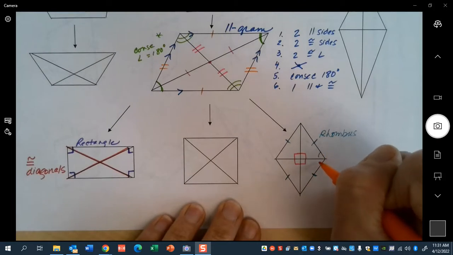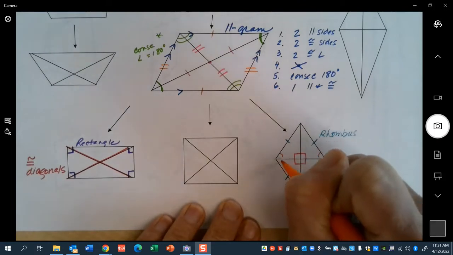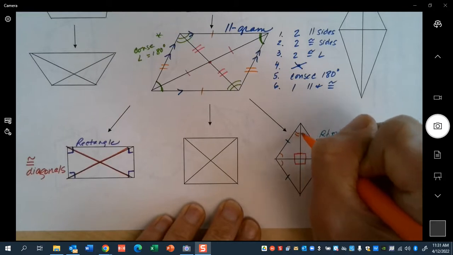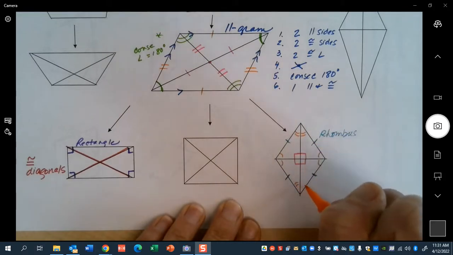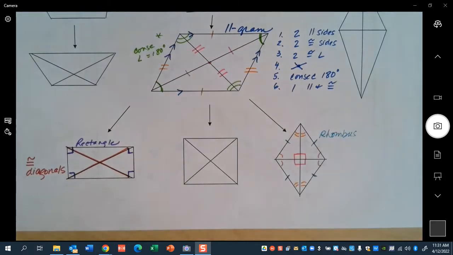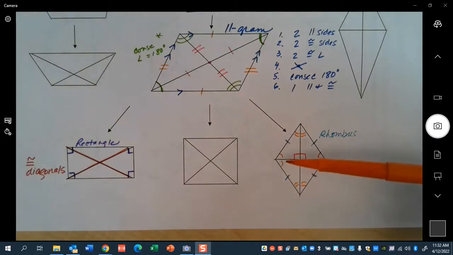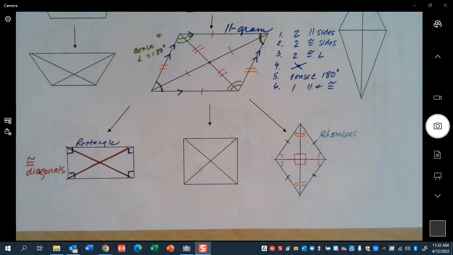And this becomes an important conversation because it's important to recognize what is congruent and what is not. These angles are not necessarily congruent, but these are congruent because those diagonals bisect. So my opposite angles are congruent, and then each of those opposite angles is bisected.